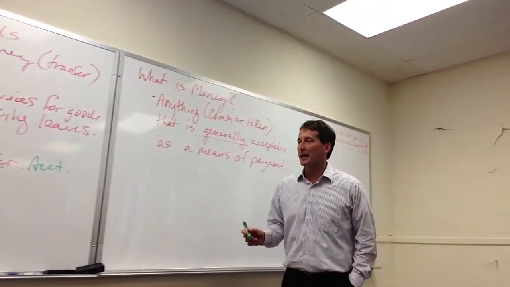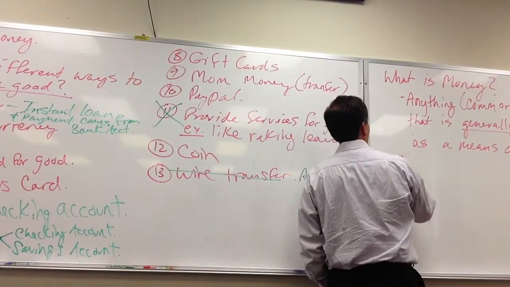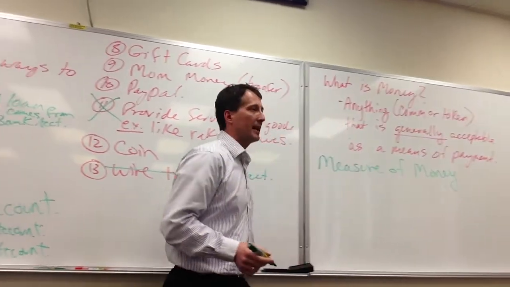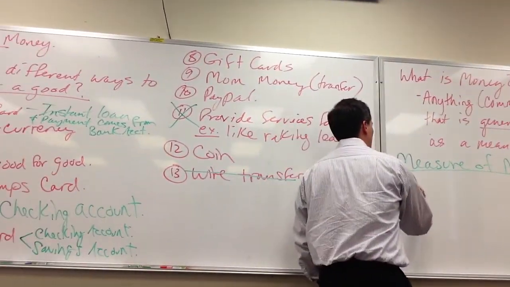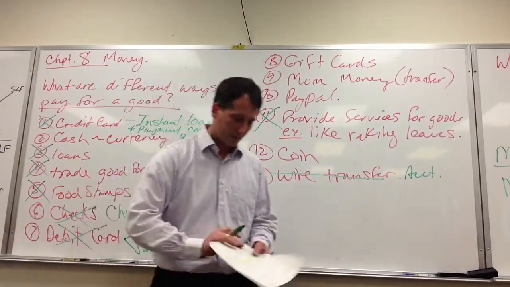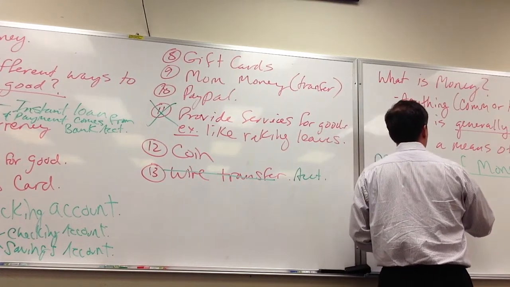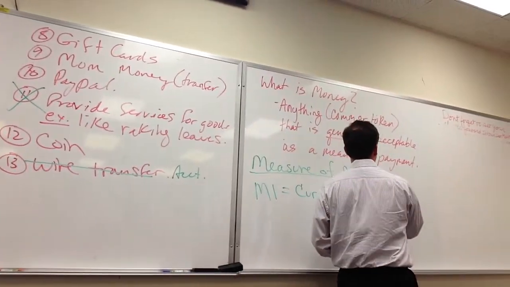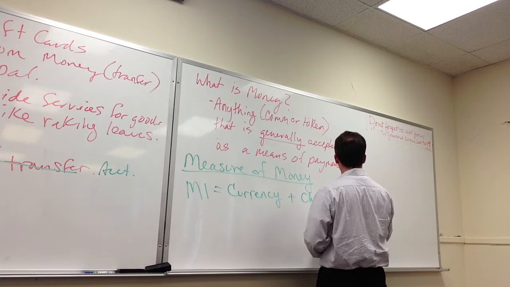Our official measure of money, we're going to talk about in two forms, M1 and M2. So our measure of money that the government has set up and created is simply called M1, our first measure of money. And M1 is currency plus checking accounts, checking account deposits.